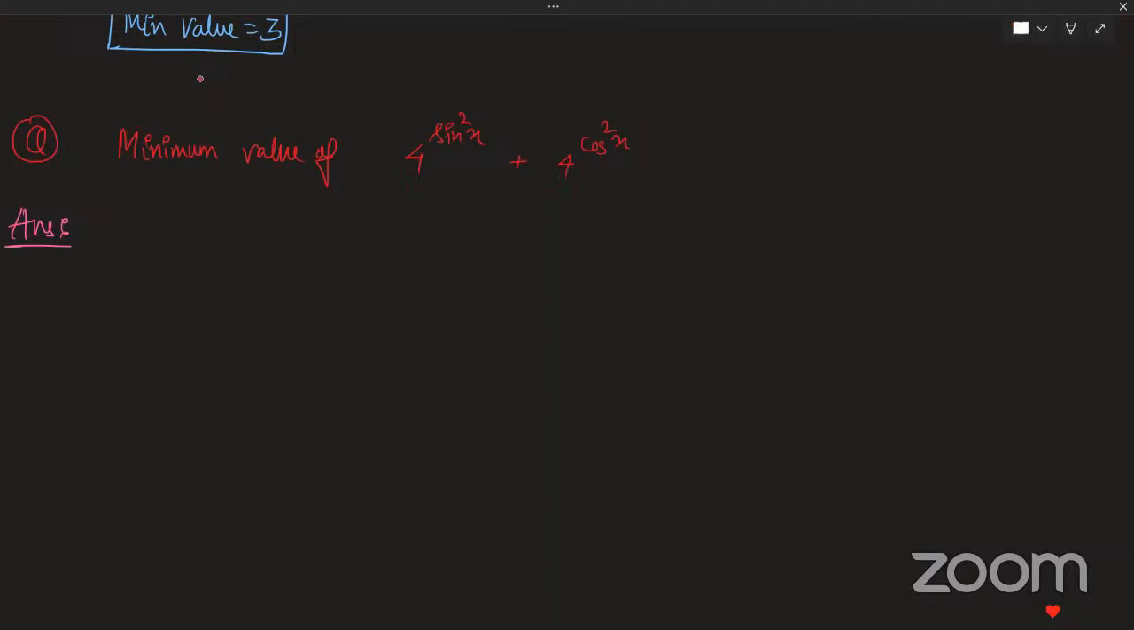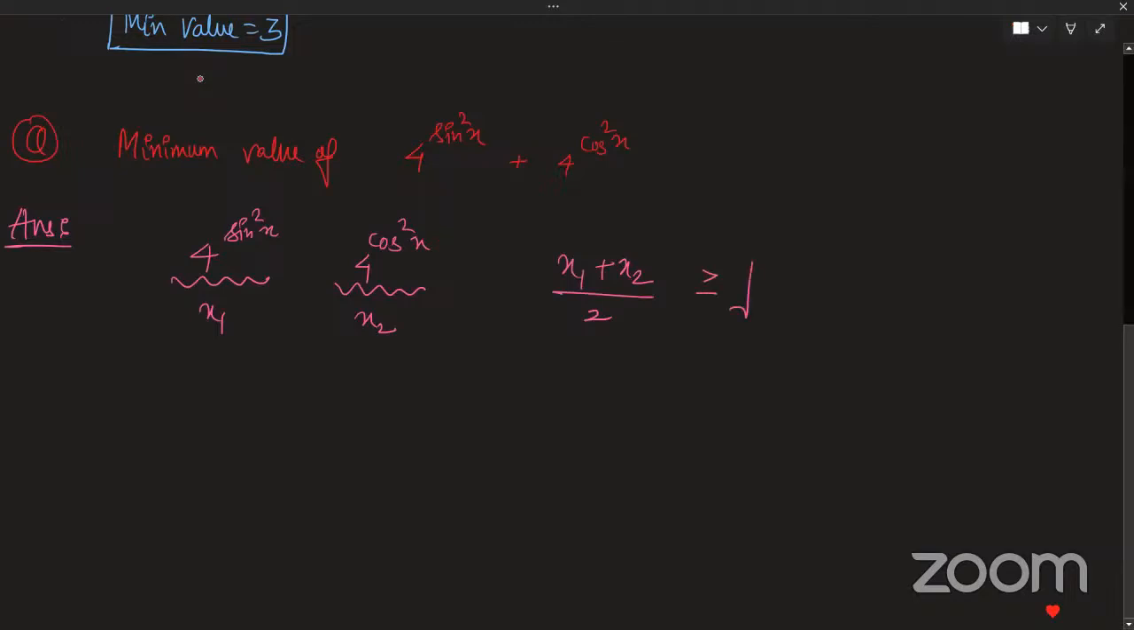So tell me the minimum value of 4 raised to sine square x plus 4 raised to cos square x. Can you think how we can approach this? Can anyone think of it? I have 4 raised to sine square x and 4 raised to cos square x. So treat this as x1 and this as x2. Your x1 plus x2 divided by 2 is greater than equal to square root of x1 into x2. Can you help me evaluate the square root of x1 into x2?